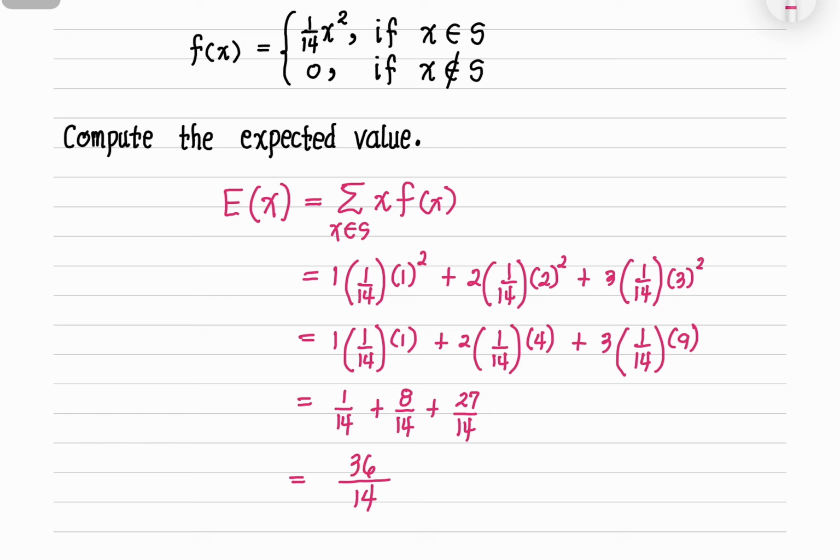Okay. So with the use of our calculator, 36 over 14, pag dinivide natin yan, ito ay 2.57. So, this is our expected value in number 3.